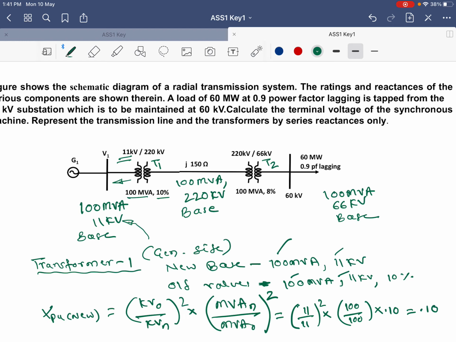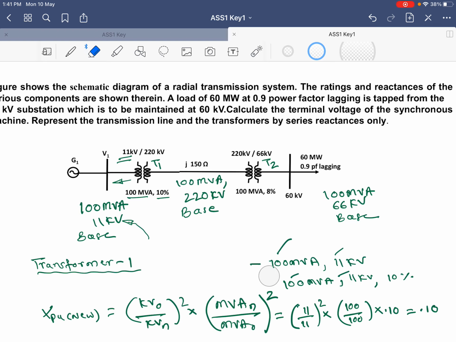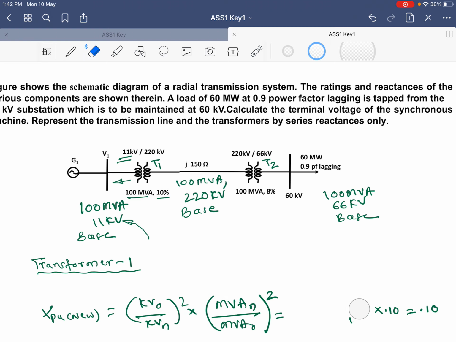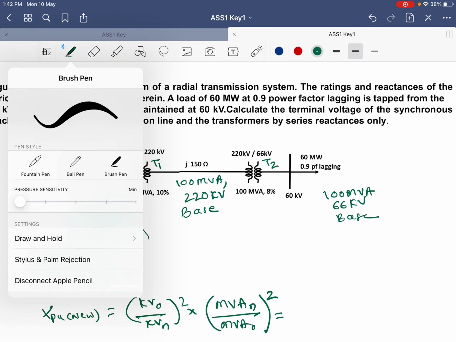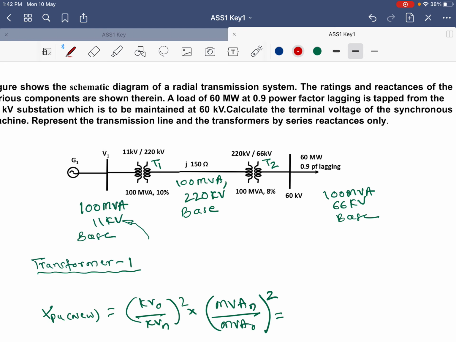That I will write here. That is the new per unit. Also I am getting here 0.10 as the new per unit value of the transformer.